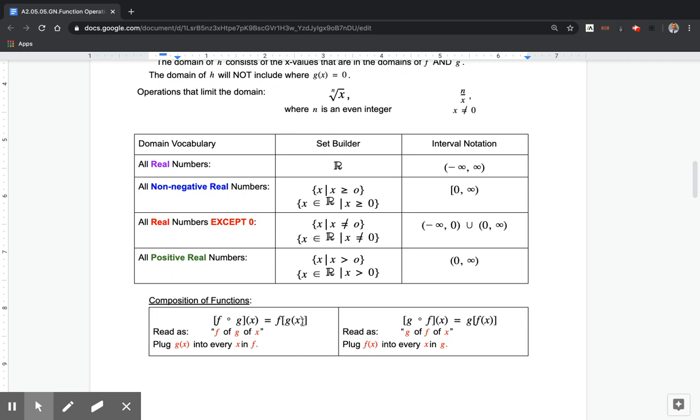But now we have this other bracket where it says after we do that, we take this whole function and we substitute it into the f function. So plug g of x into every x in function f. And this is just the same way, we just switch the g and the f. So g of f of x, and then same thing, we take the f of x and we substitute it into the g function.